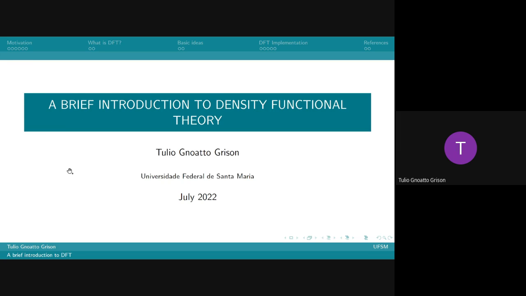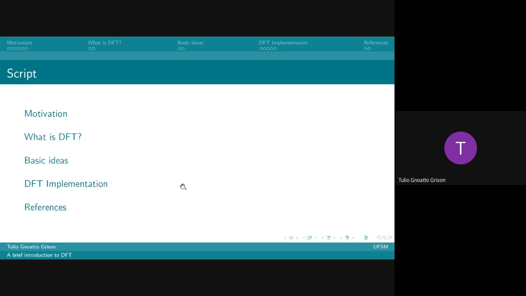Good morning. My name is Tulio, and I'm going to give a brief introduction to density functional theory. First, I will introduce one of the problems that led to the construction of the theoretical framework of density functional theory. Then I will talk about what DFT is, its main ideas, and how it is implemented computationally. And finally, I will comment on the difficulties and present some software that implements it.